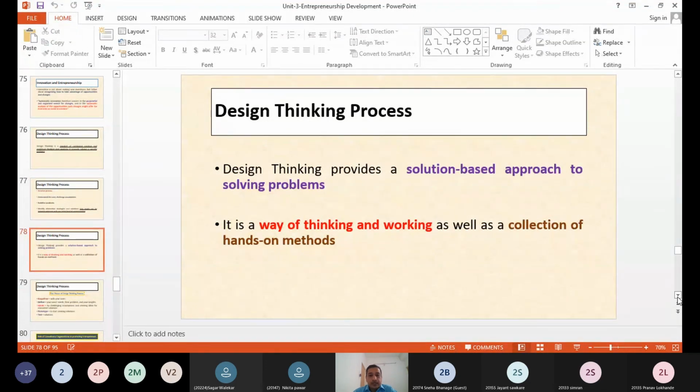So this design thinking process thus provides a solution-based approach for solving a problem. It is a way of thinking and mindset working as well as a collection of hands-on methods. So this design thinking process is a way of thinking, how we think and how we work, as well as there are few methods which can be utilized for design thinking or providing a solution to a particular problem.